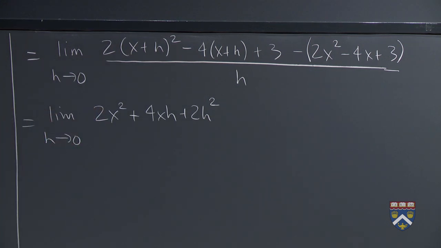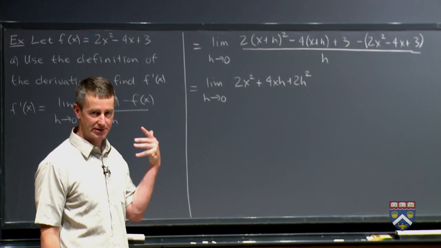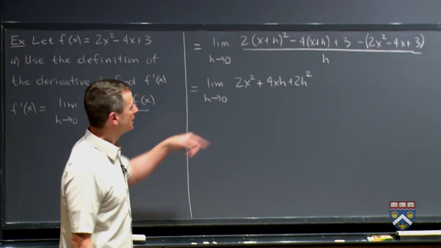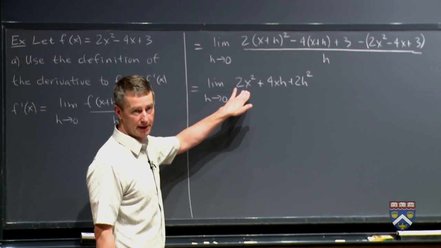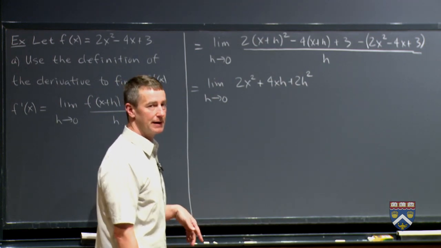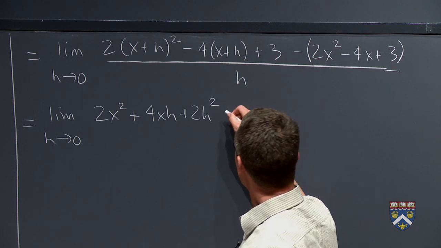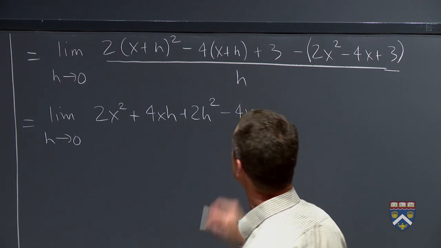And you'll notice that we know that we need to get to a point where every term in the top has an h in it, so we can factor out an h and cancel the h in the bottom. So as soon as we see this 2x squared here, it doesn't have an h in it. We know there better be a negative 2x squared coming somewhere down the line to cancel it out. Now this negative 4, we get negative 4x.